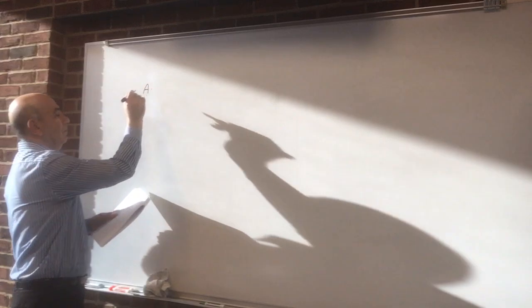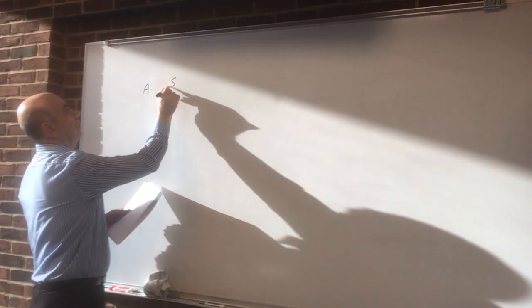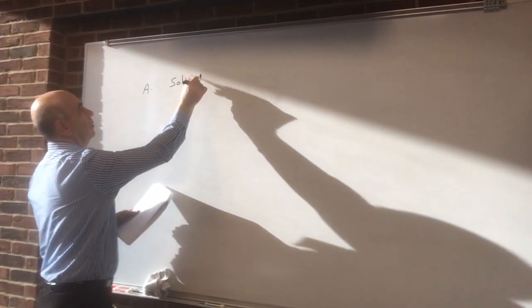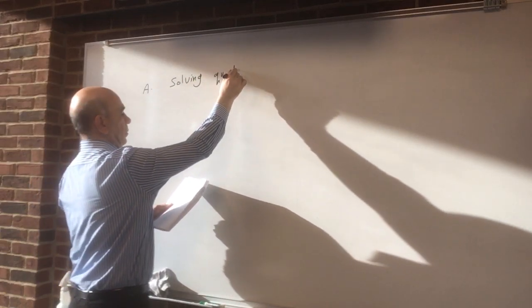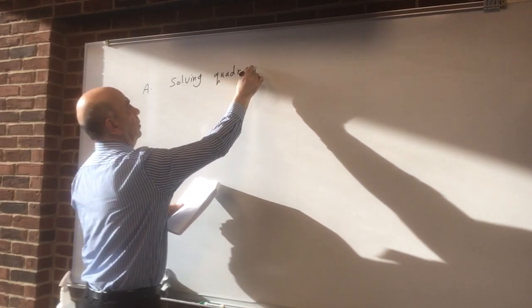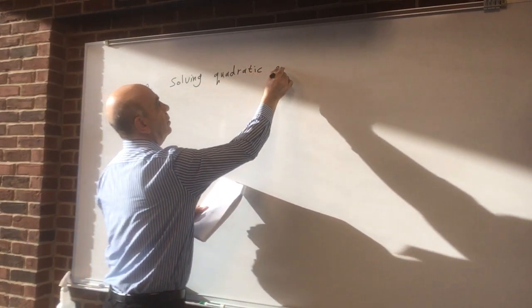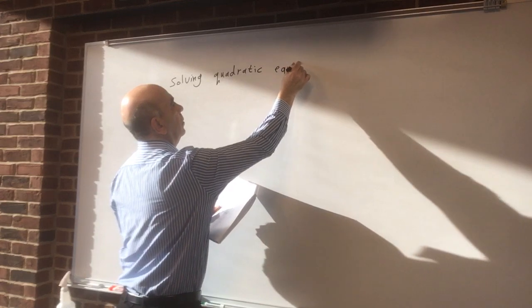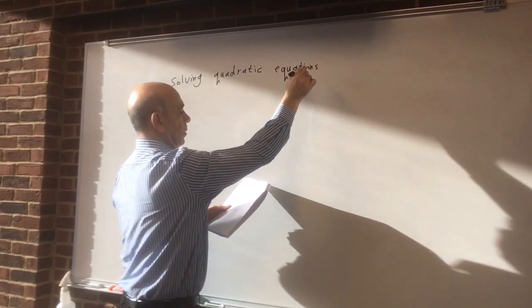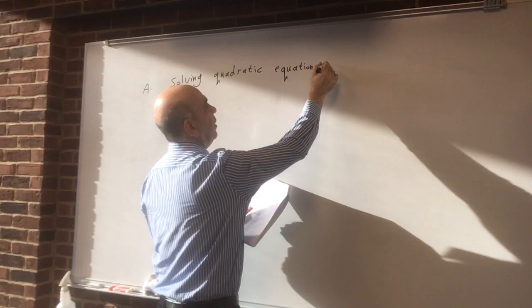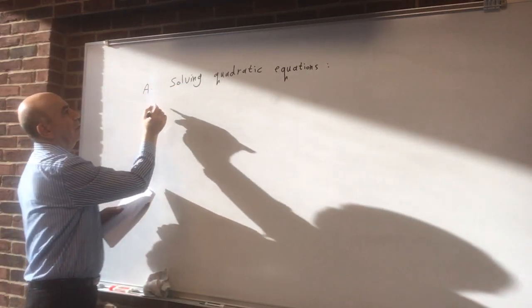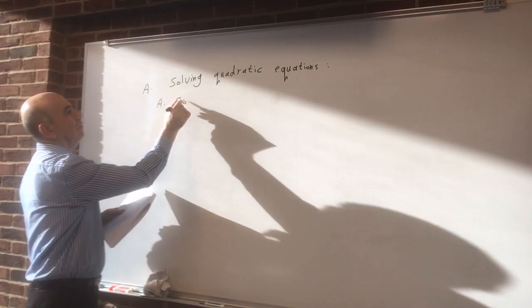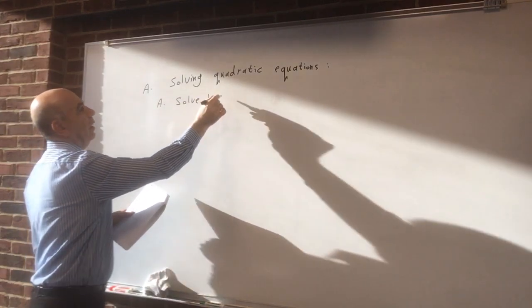So first, let us look at solving quadratic equations. There are many methods. The first method is solve by factoring. So A is solve by factoring.